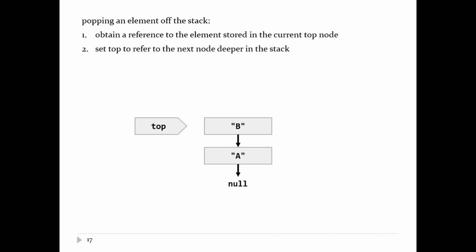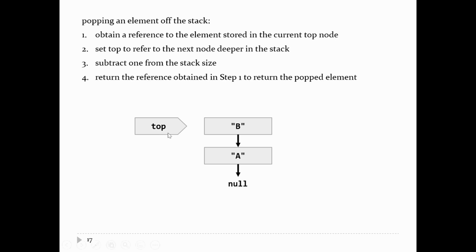So in Java, the garbage collector will eventually come along and get rid of that node for you. Okay, I'm going to subtract 1 from the size of the stack because I've removed the element from the top of the stack. And then I'm going to return that reference to the element that was stored in the previous node. So in other words, I'm going to return the A back to the caller.